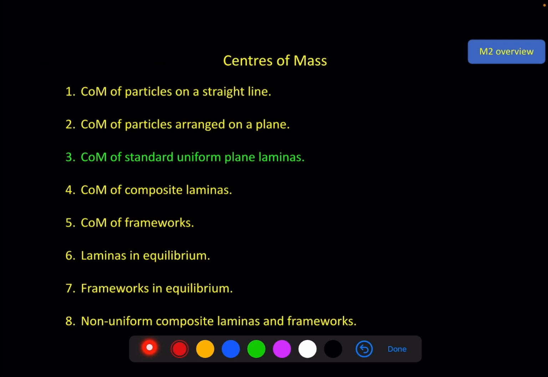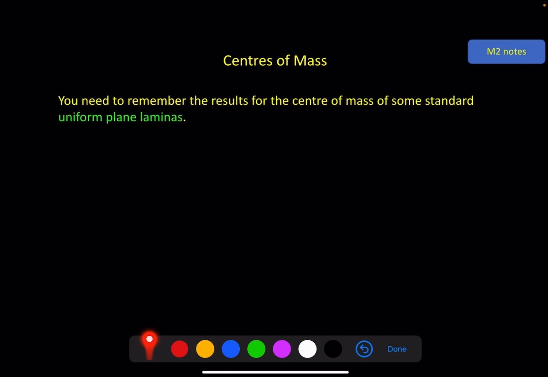In this video, we are going to look at the centre of mass of some standard uniform plane laminas. And of course, first of all, we'll investigate exactly what this means, and then we'll look at a few different types. So you need to remember the results for the centre of mass of some standard uniform plane laminas.